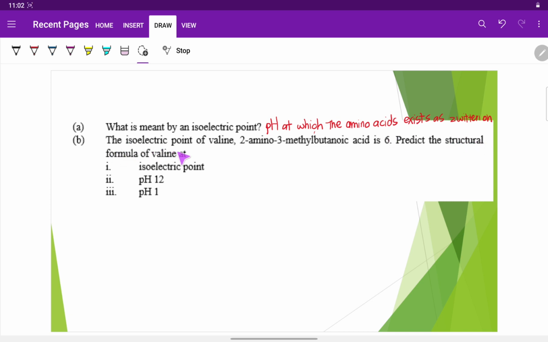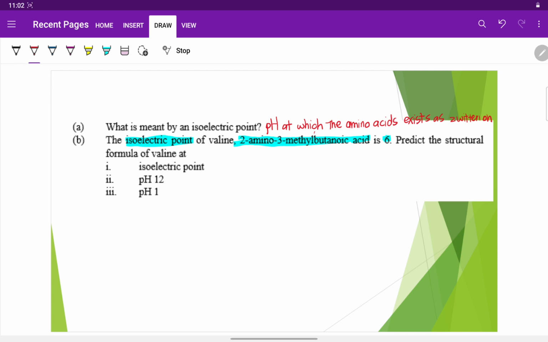Okay, the isoelectric point of valine. So dia bagi kat sini the value of pI of valine, 2 amino 3 methylbutanoic acid. So this amino acid is 6. So pI dia adalah pH sama dengan 6. So predict the structural formula of valine at isoelectric point, pH 12 dan pH 1.